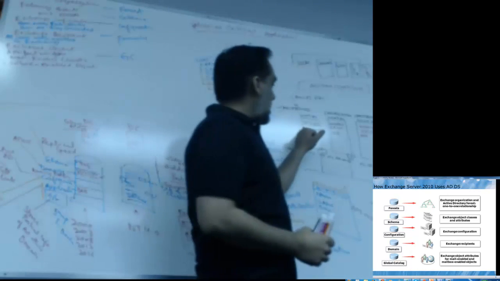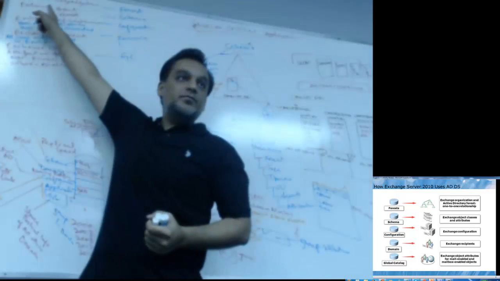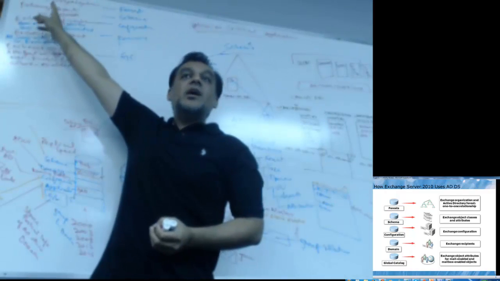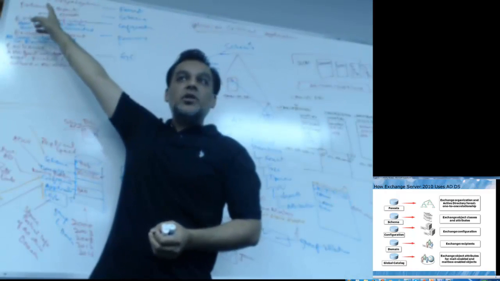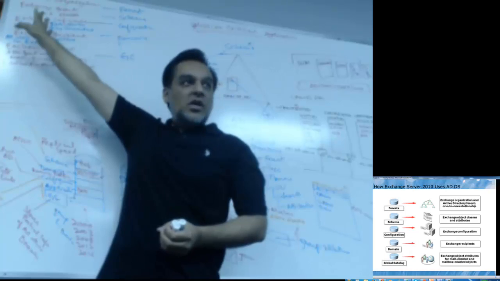And here, Exchange is sitting there. Now, Exchange objects are stored in Active Directory in these different places. First of all, the topmost level of Exchange is the Exchange organization. What is the topmost level? Exchange organization. And the Exchange organization has a one-to-one relationship with the forest. One Exchange organization, one forest. Secondly, in the schema, Exchange stores its objects and destination classes.